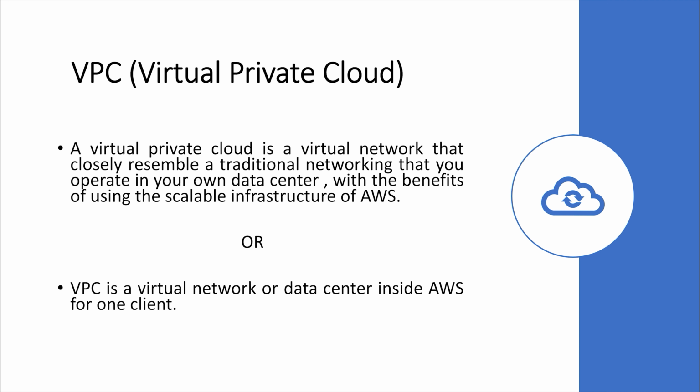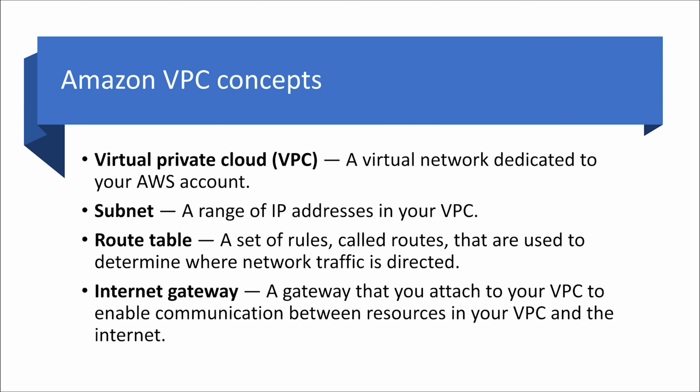So what is Virtual Private Cloud? Virtual Private Cloud is a virtual network service provided by AWS that closely resembles a traditional data center or traditional private cloud, with the benefit of the scalable infrastructure of AWS. In simple terms, VPC is a virtual network or data center inside AWS for one client.